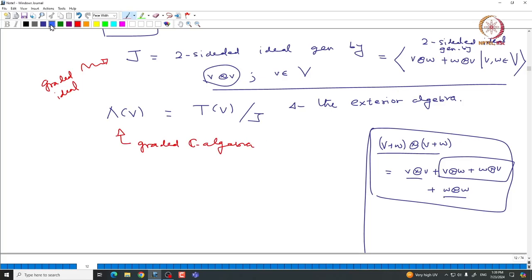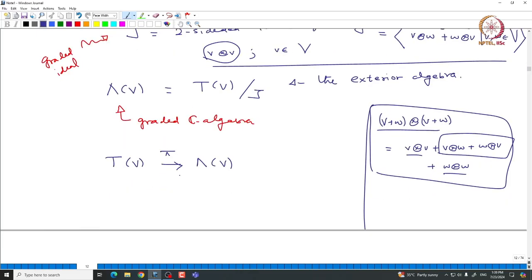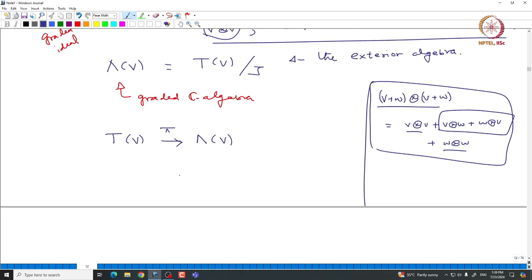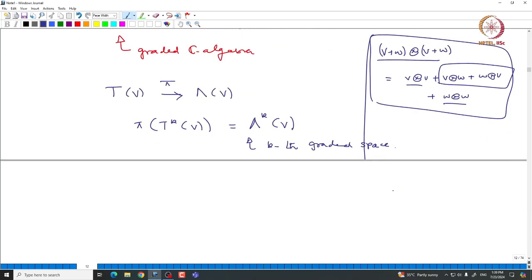Okay. So now you can look at this natural quotient map from T of V to lambda of V. Let us call it pi. If you take the image of T^k of V, denote it by lambda^k of V. This will be the kth graded piece or graded space. This lambda^k of V is what is called the kth exterior product.